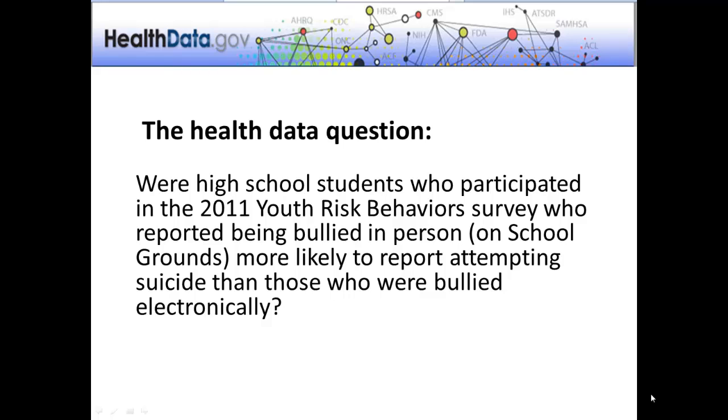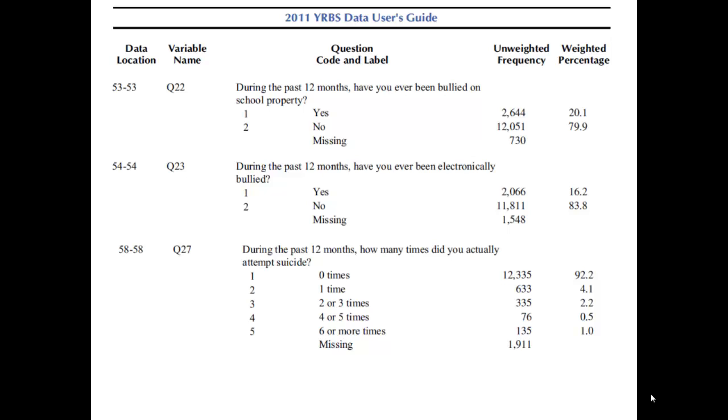Here is a reminder of the question that we are trying to answer. Here is where the PDF of the user's guide is important. The user's guide should be used to locate the questions from the survey that answer your health question. The user's guide gives you the location of the data and the header title in the database, which is the variable name, and the numerical value placed in the database for the answer of each question. As you can see here, other information is also given to include unweighted frequency and weighted percentages.